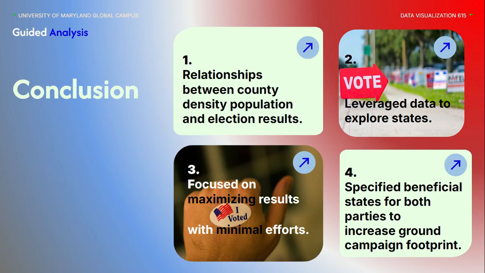In conclusion, we have analyzed statistical relationships between county density, population, and the 2020 presidential election results. We leveraged these relationships and explored states where each party might benefit from an increased ground campaign footprint.